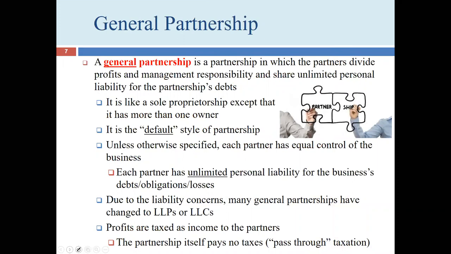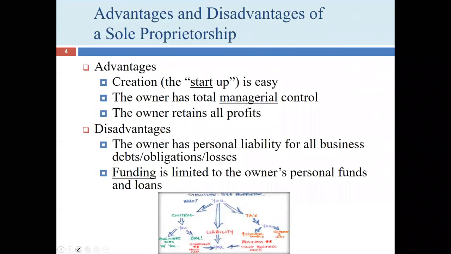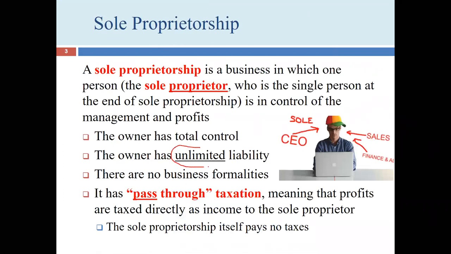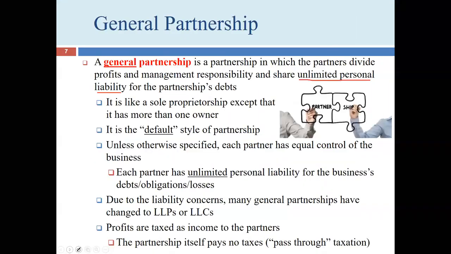So it's a partnership, and in this particular partnership, the partners divide profits and management responsibility and share unlimited personal liability for the partnership's debt. So we have unlimited personal liability. Where have we seen that before? Well, we saw it before in our sole proprietorship, right? Unlimited personal liability. So this is a similarity between sole proprietorship and general partnership. In fact, a general partnership is essentially just a sole proprietorship on steroids. It's just like it, except it's bigger, it's more. It has more than one owner.